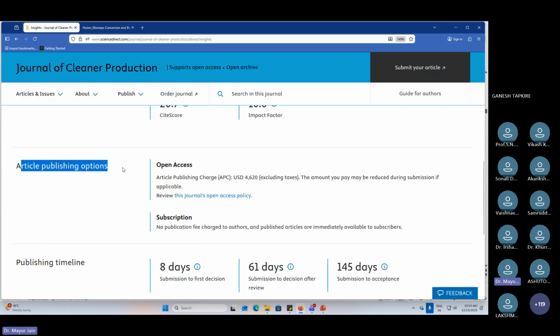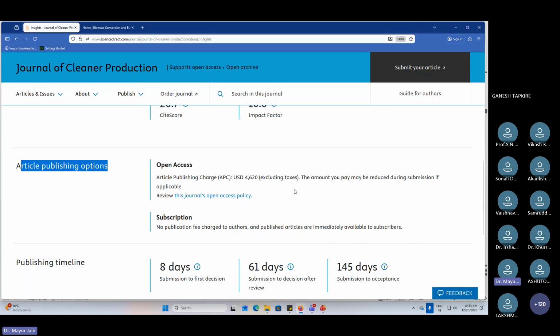Article publishing options: what options do you have? Sometimes you select a journal and unfortunately it is open access, and open access requires funding, right? Many private institutions do not have the funding. Even sometimes IITs or NITs do not have funding; they get funding through research projects and that is how they publish. But there are certain universities in the world which provide funding for publication, and in that case we can obviously go for open access, right?